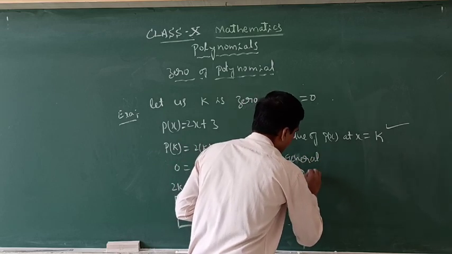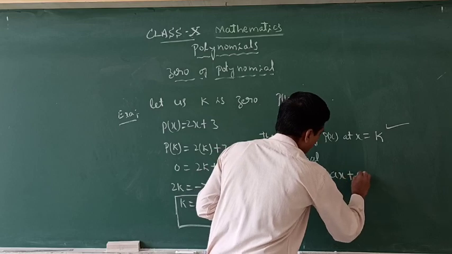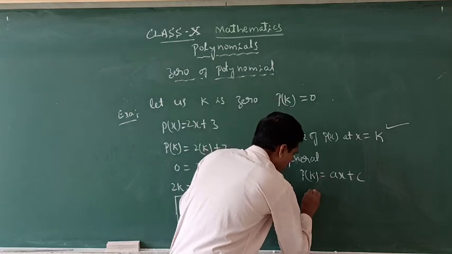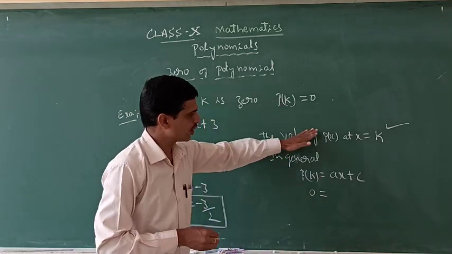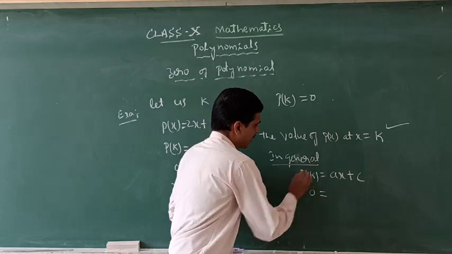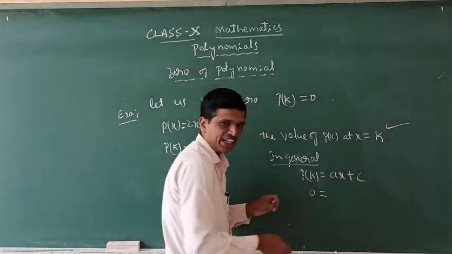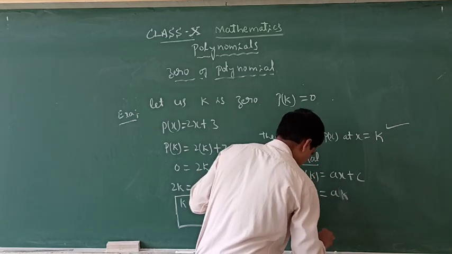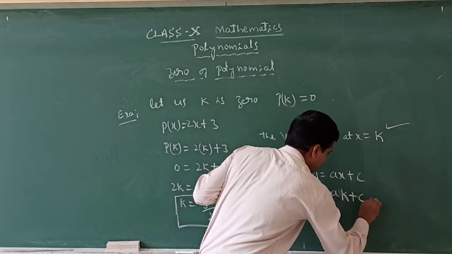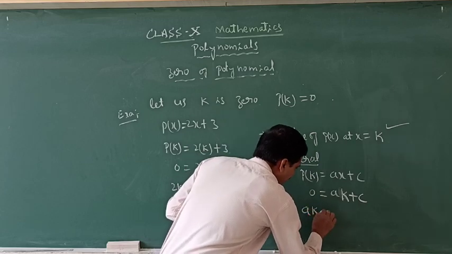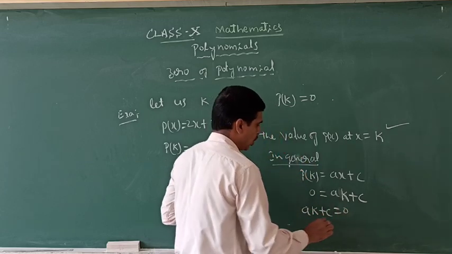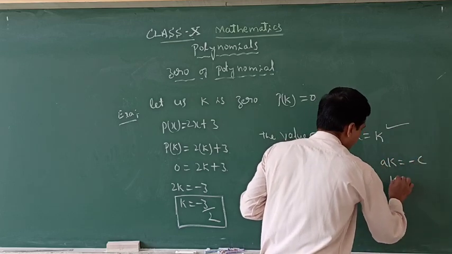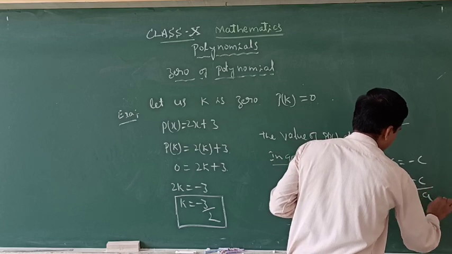So in general, consider p of k for a linear polynomial, ax plus c. Here p of k is nothing but 0, because I want to conclude by using the general form. The general form of a linear polynomial is like this. Now, x is replaced by k, so it is ak plus c. Therefore ak plus c is equal to 0, or k is equal to minus c by a.